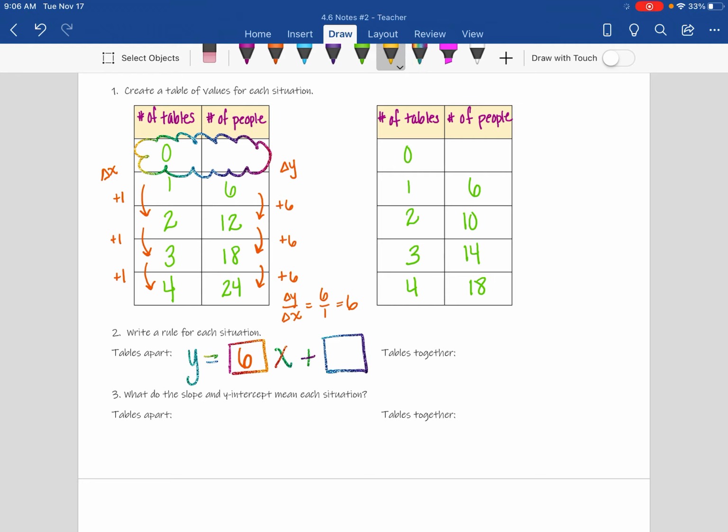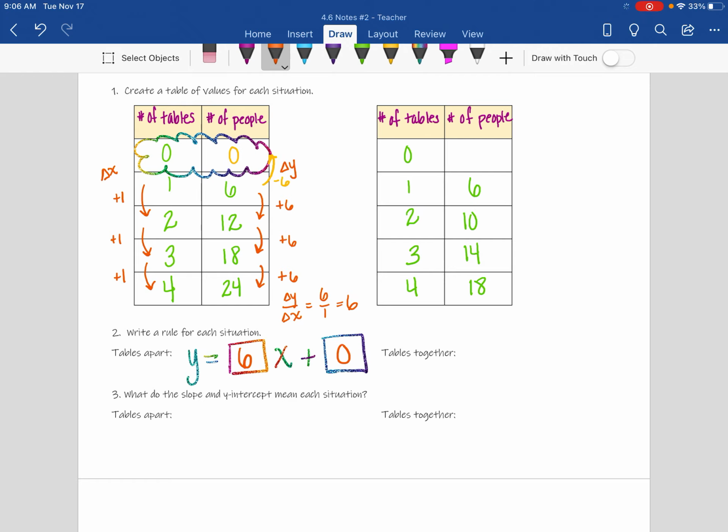To find my y-intercept, I need the y value when x is 0. So I have to work backwards in the pattern. If in the forward motion I'm adding 6, if I'm going backwards in the pattern, I have to subtract 6 to get my y-intercept. If I take 6 away from 6, I get 0. So my y-intercept then is 0.